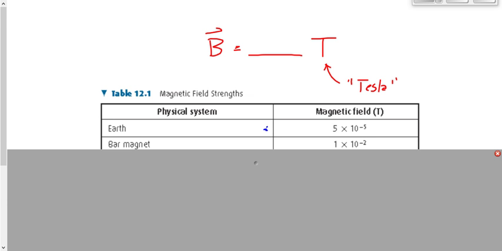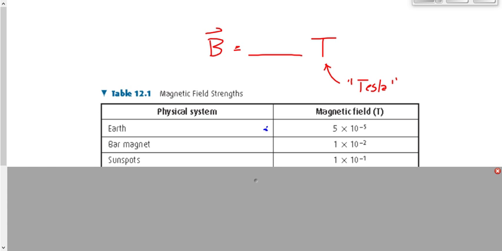Bar magnets are typically 500 to 1,000 times stronger than the Earth's magnetic field. A sunspot. Sometimes you hear about solar activity, right? Solar storms. You ever hear on the news, "Keep an eye out in the northern skies tonight and for the next couple of nights, because there's all this solar activity and we're going to see northern lights"? You ever hear them say that on the news?